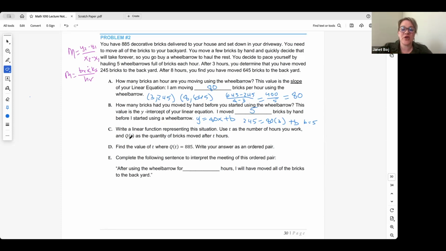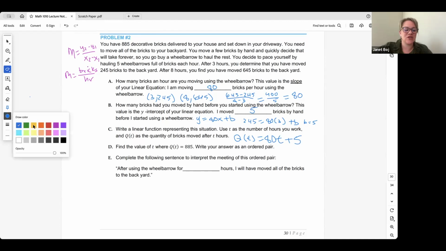They want you to use q of t for the quantity of bricks moved. So that's the y value, and t for hours. What's our model here? Q of t equals the slope, which is 80, times the time, which is t, plus the beginning point of 5 bricks in the backyard. Once you have your model, then they can ask you to solve for either variable. Tell me how many bricks or tell me how much time.